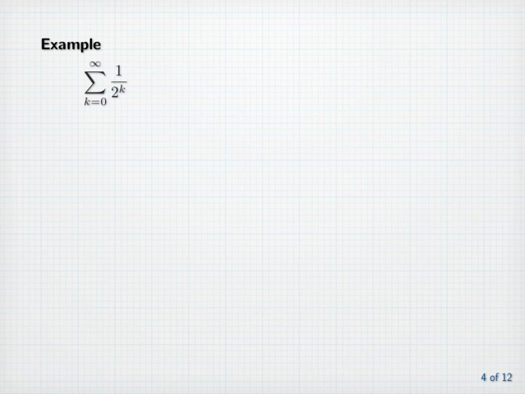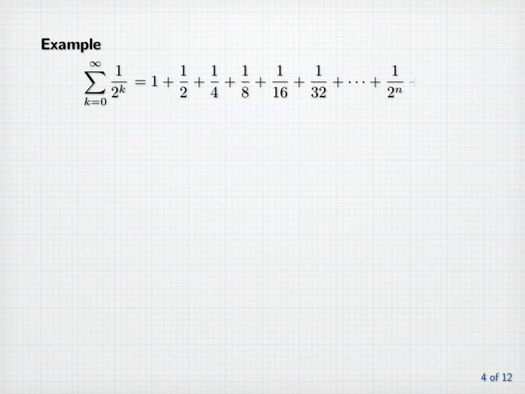Example. Consider the sum from k equals 0 to infinity of 1 over 2 to the kth power, which equals 1 plus 1/2 plus 1/4 plus 1/8 plus 1/16 and so on, where the nth term is 1 over 2 to the n. Let's look at the sequence of partial sums.